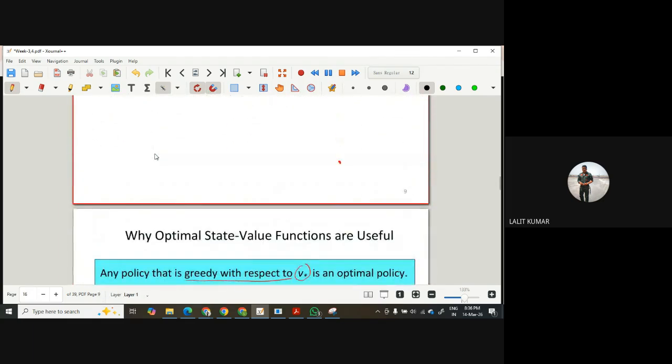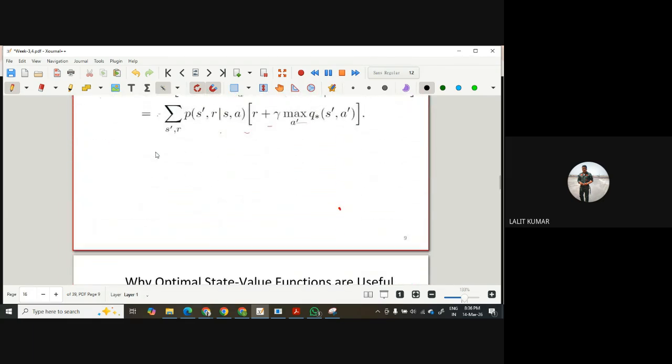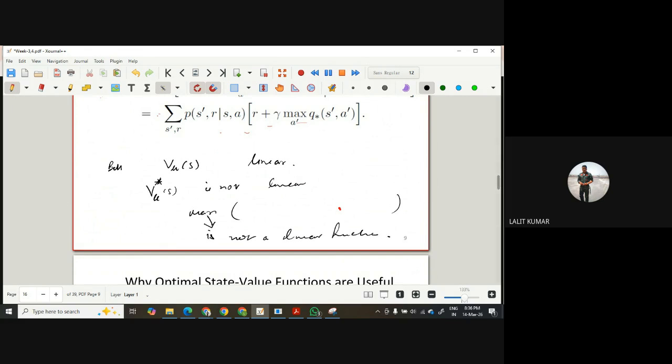This is a linear equation. Now here I will write something: the Bellman equations which we get for V pi of S are linear, but for V star of S it is not linear. Why? Because the max function is not a linear function. So we have to just remember this.